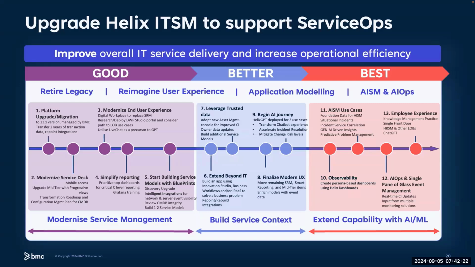And so 5 is really getting some of your data foundation correct. So this is starting to build some service models, use our blueprints technology, upgrade discovery if you need to, use intelligent integrations to get visibility into things, and really start to make sure your CMDB integrity can be trusted. So build 1 or 2 service models, get yourself, which by the way is easy to do, build 1 or 2 service models, get yourself familiar with the technology, and then work out a plan to quickly expand it from there.